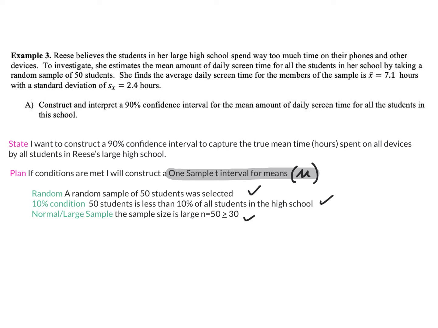And now let's go on to our do. So in my do, I need to be sure that I am doing several things. The first would be I'm going to need my general formula. So I like to write this down that I'm going to be doing x bar plus or minus my t star times the standard error of the statistic. So as I do this, I'm going to need to make sure I have my degrees of freedom labeled, which is going to be 49 because it's n minus 1.